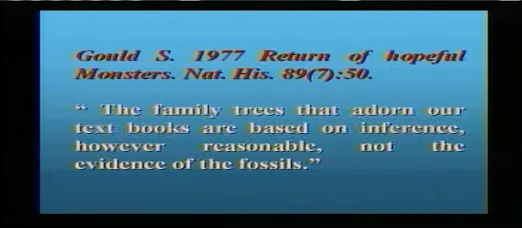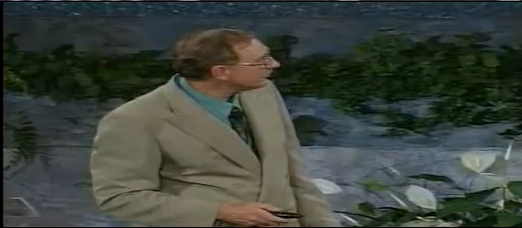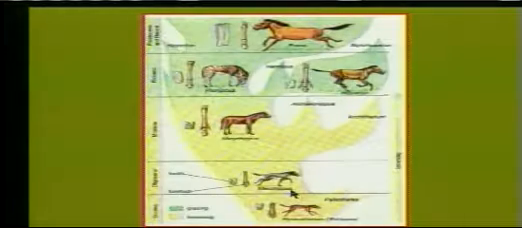Stephen Jay Gould says something interesting about the fossil record as well. And notice what he says. Now remember, again, this is the doyen of evolutionary thinking today. "The family trees that adorn our textbooks are based on inference, however reasonable, not the evidence of the fossils." If you go into a museum, you will find, for example, the evolution of the horse from the small creature, Hyracotherium it was originally, then they named it Eohippus. Why was it called Hyracotherium? Because it resembled a rock hyrax. And then they will have them all lined up from small to large.